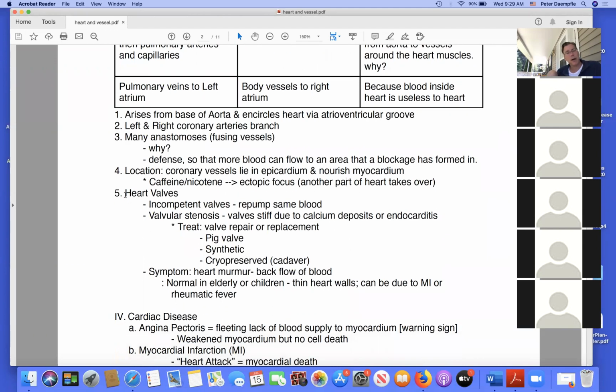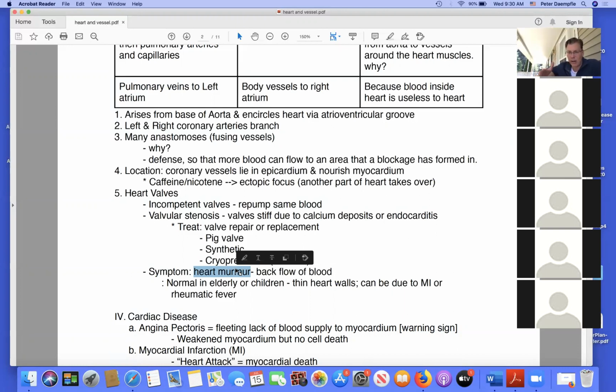But let's talk about valves. Incompetent valves mean that they repump the same blood. A heart murmur, when you hear the word heart murmur, that's like a swishing sound of the backflow of blood. And sometimes it's normal in kids or the elderly due to thin heart walls, but very often, a heart murmur indicates a backflow of blood or a regurgitation of blood. And that is what a murmur means.